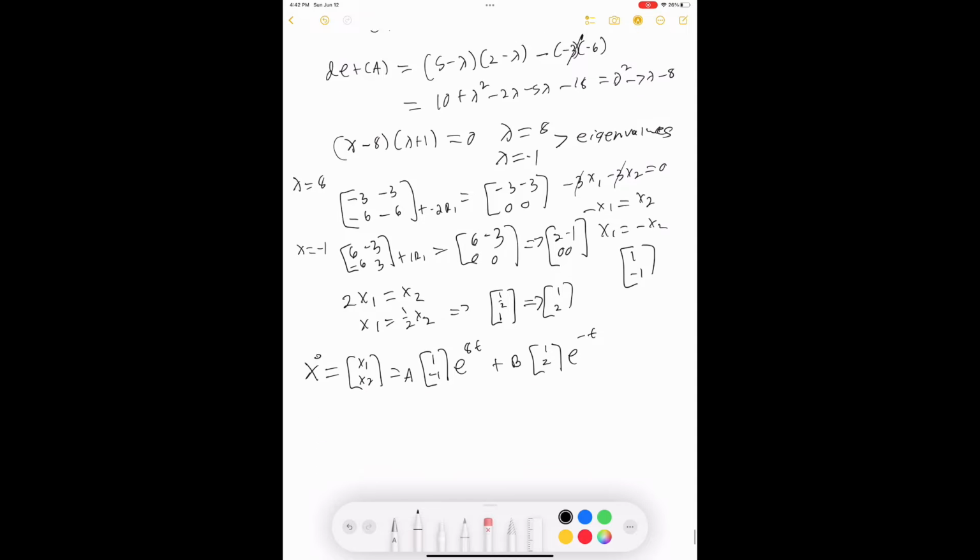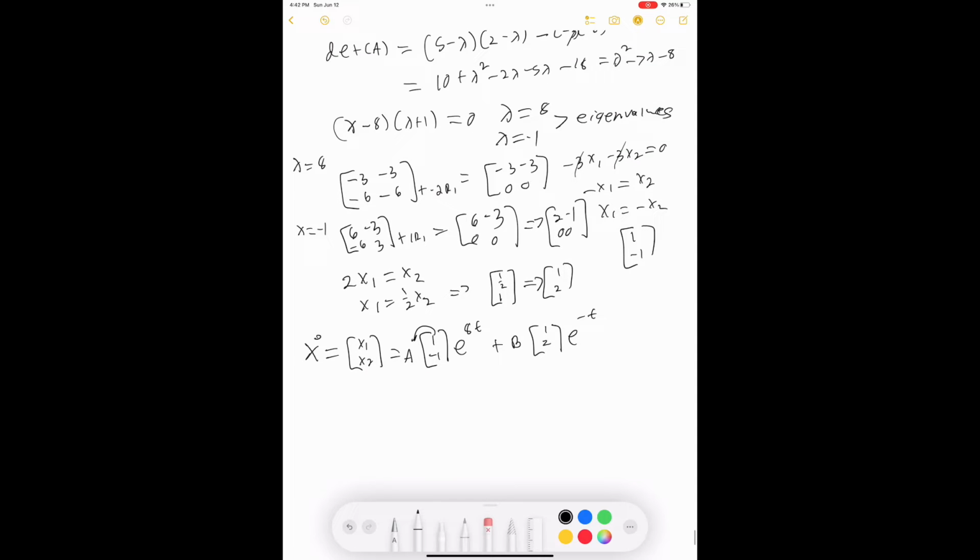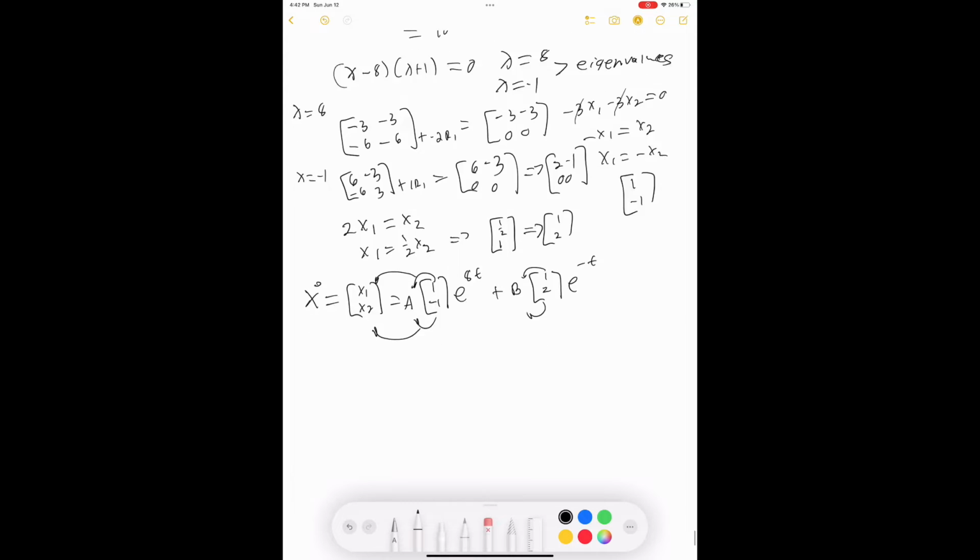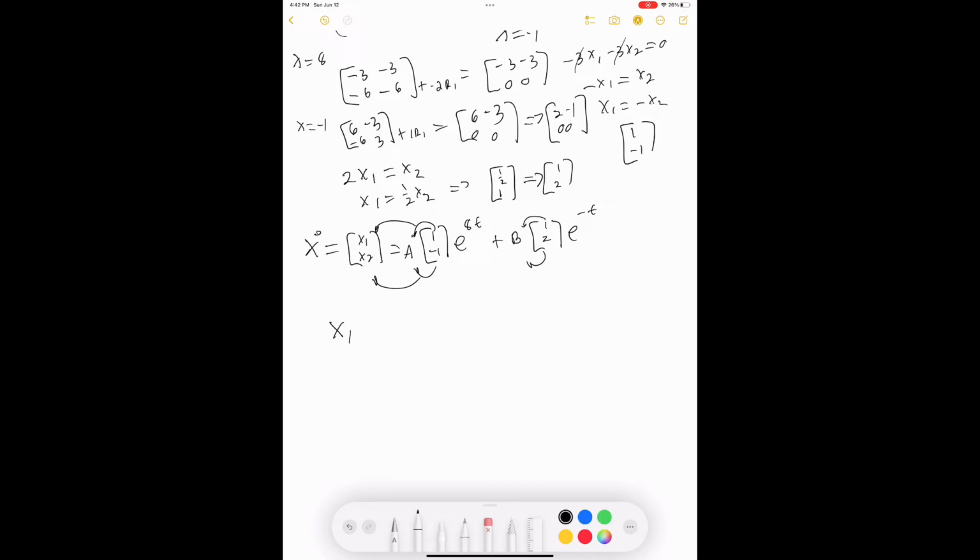So 1 times a e to the 8t plus 1 times b e to the negative t is going to be our x1, and negative 1 times a e to the 8t plus 2b e to the negative t is going to be our x2. And so that's how we're going to solve those sort of coupled differential equations with matrices. Create a matrix from the original equation, find the eigenvalues, find the eigenvectors, and then just reorganize it from the vector there.